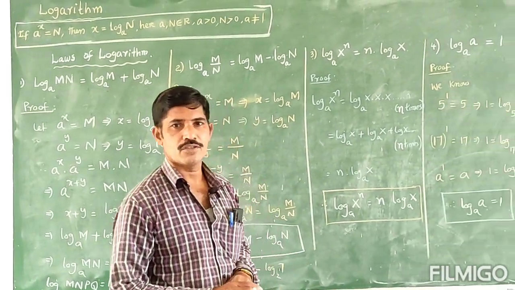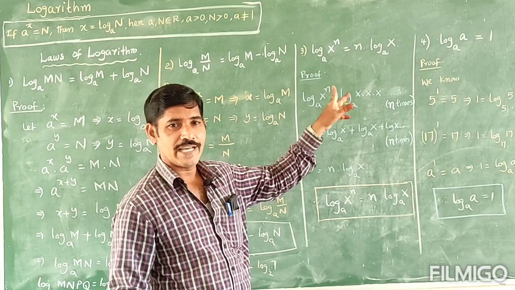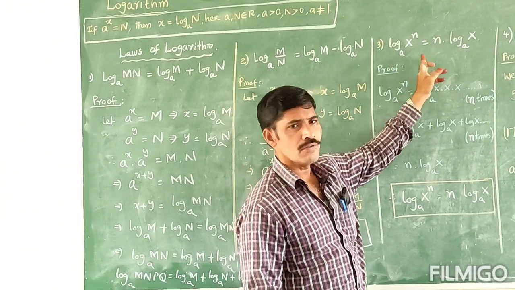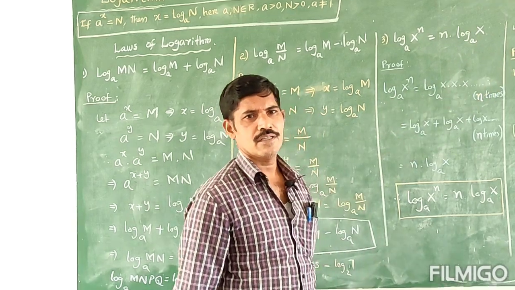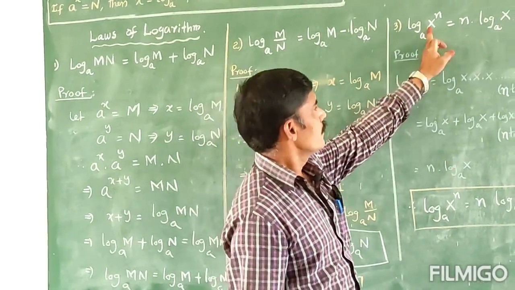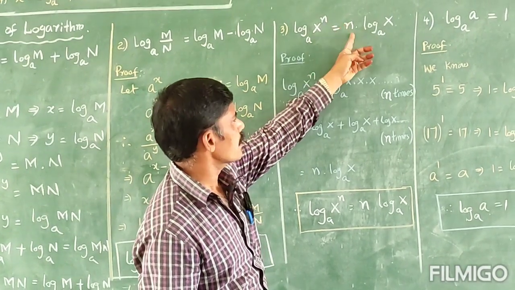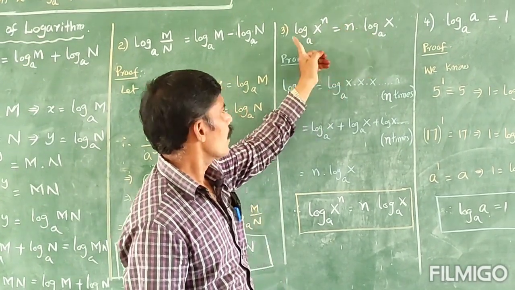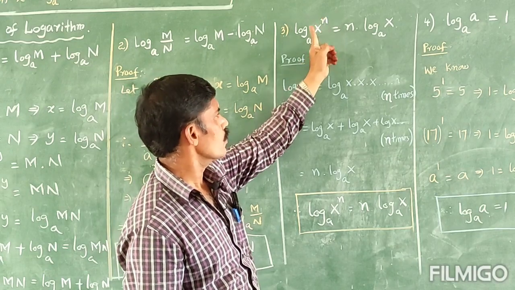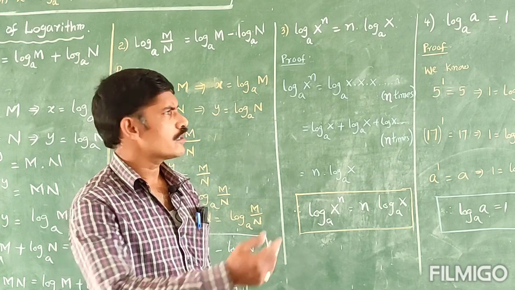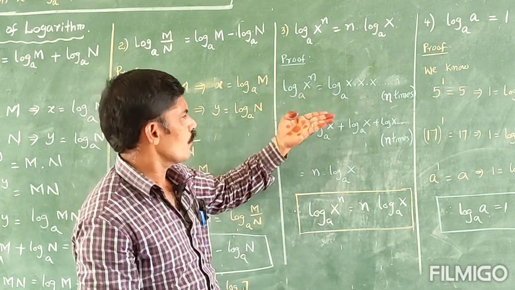Observe this. The third one is logarithm of x to the power of n to the base a is equal to n into logarithm of x to the base a. Observe here, this x has some power. In the answer it will appear as a product, n into something. Logarithm of x power n to the base a is equal to n into logarithm of x to the base a. The proof is very simple.